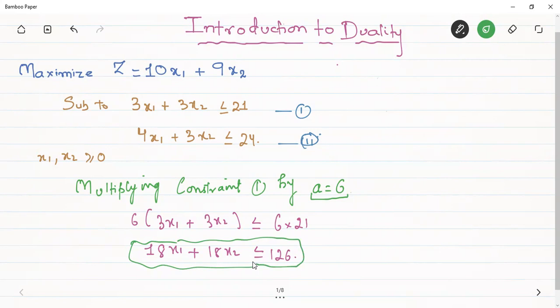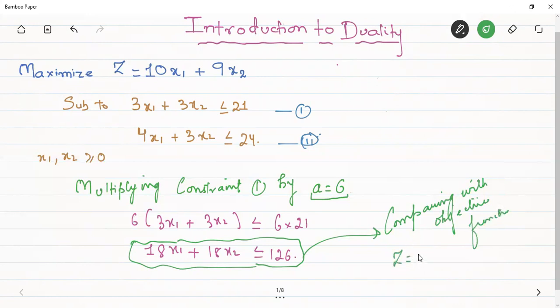I haven't multiplied the second constraint by any number, but only the first constraint by 6, that is a = 6. If I multiply the second constraint, I will say that b is equal to something. Usually we show the multiplication of the second constraint by b. So let us compare this inequality with the objective function. The objective function is z = 10x1 + 9x2.